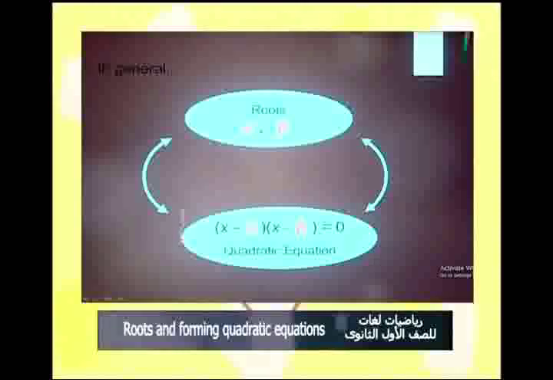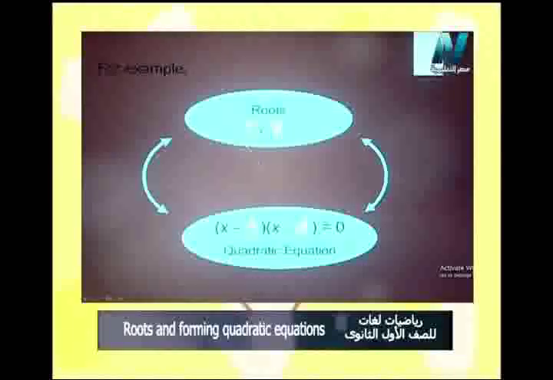If we have roots alpha and beta, I know that you used to use the letters L and M. It doesn't matter. You can use any letters. So alpha and beta are the two roots. When you would like to find the quadratic equation, you have to put a bracket x minus alpha multiplied by x minus beta, and they are multiplied by each other and equal 0. It is a quadratic equation.